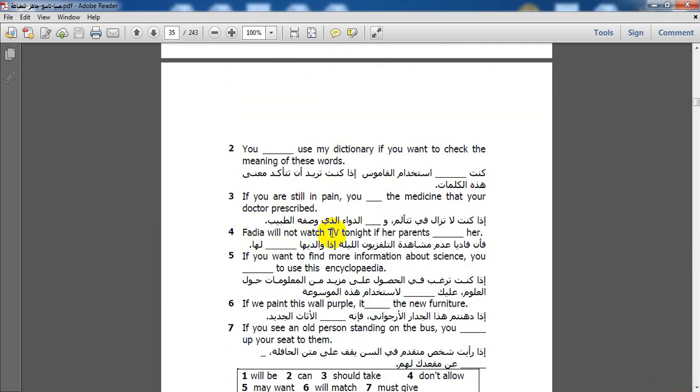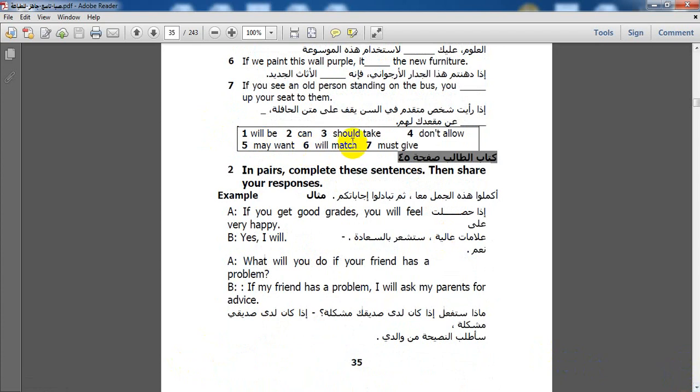Fadia will not watch TV tonight if her parents don't allow her. If you want to find more information about science, you may want to use the encyclopedia. If we paint the wall purple, it will match the new furniture. If you see an old person standing on the bus, you must give up your seat to them. Will be, can, should take, don't allow, may want, will match, must give.